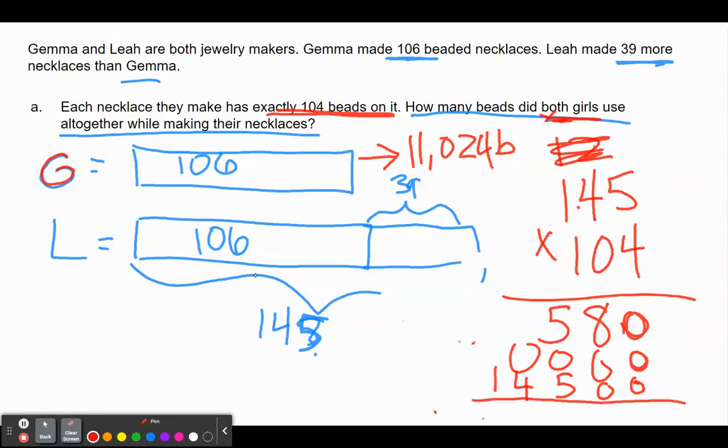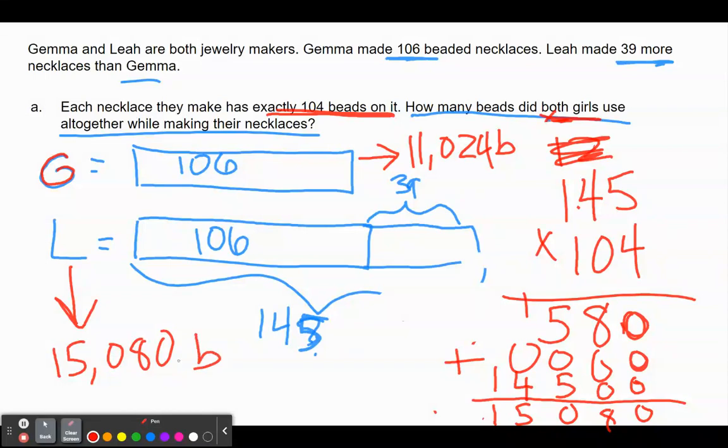So we're going to combine all of these together. So we have 0, 8, 10. Carry that 1 to make 1,000. So we have 1,000 plus 4,000s is 5,000s, and then we have 10,000. So Leah used, I'm going to put this over here, Leah used 15,080 beads. I'm going to put down B for beads. All right.